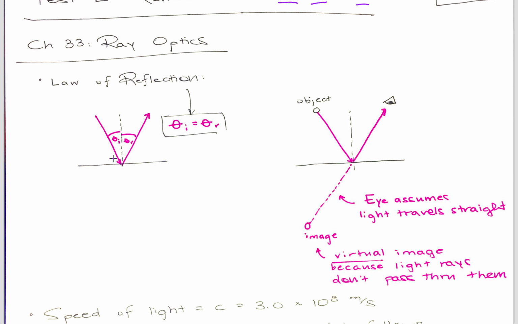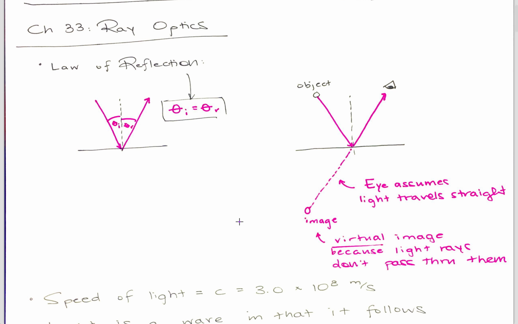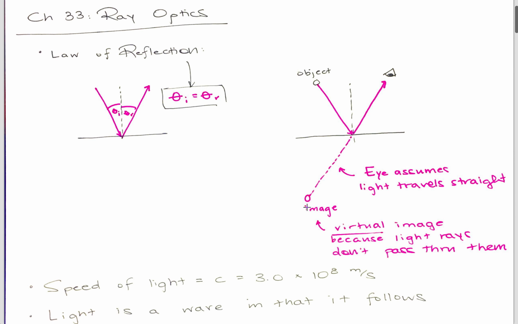It's the same thing that would happen if a bowling ball or a billiard ball hit the bumper of a pool table or something like that. So what happens is when your eye sees this object, it assumes that the light travels straight, and so it thinks that the image is back over here. So in this case, the distance between the object and the mirror is the same as the distance between the mirror and the image.